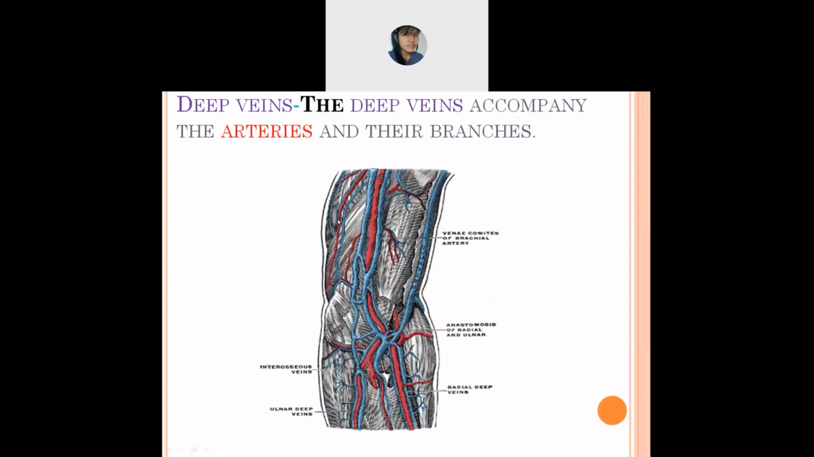Okay, so let us discuss the deep veins. The deep veins accompany the arteries and their branches. It means the deep veins work together with the arteries and their branches. From the picture itself, you can see they are all intertwined together, helping each other.